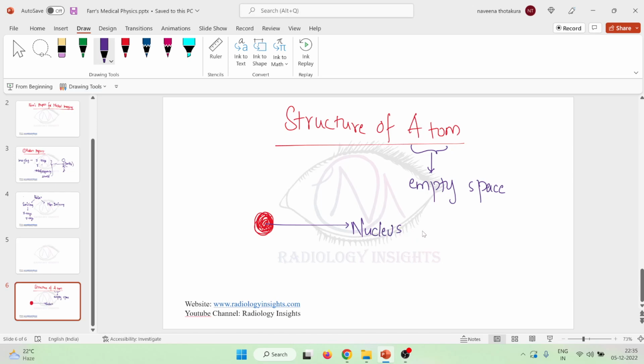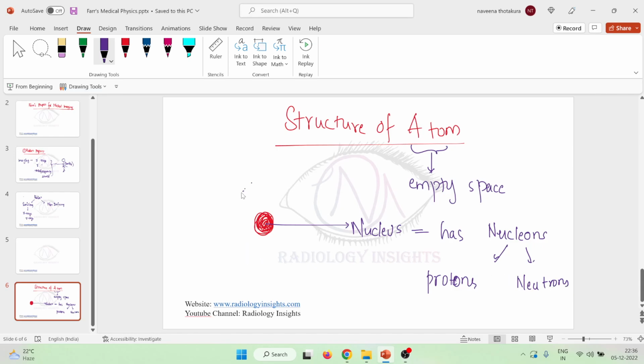This nucleus contains nucleons. What are these nucleons? Nucleons are the particles which are present in the nucleus. They can be neutral, they can be positively charged, but these nucleons are the particles present in the nucleus. They include protons and neutrons.